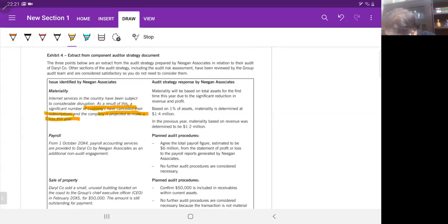Okay, and what is their response to that? Materiality is based on total assets for the first time this year due to the significant reduction in revenue and profit, based on 1% of assets. Materiality is determined at 1.4 million. In the previous year, materiality based on revenue was determined to be 1.2 million. So last year it was determined on the revenue basis. This year it's on an asset basis and 1%.